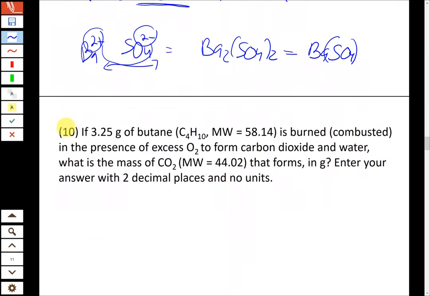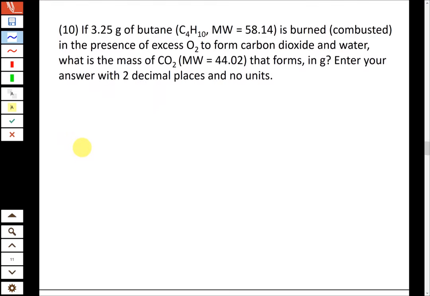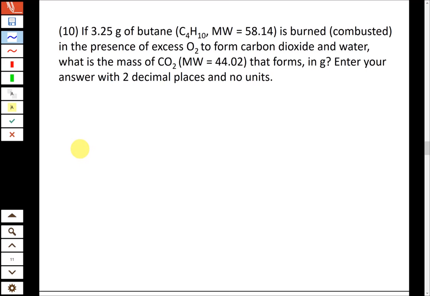All right, so the next two are going to be stoichiometry, which is one of my favorite topics in this class, but we may not agree on that. On the exam, you're going to have 2 regular stoichiometry problems. That would be typical mass to mass or mole to mole type stoichiometry problems.